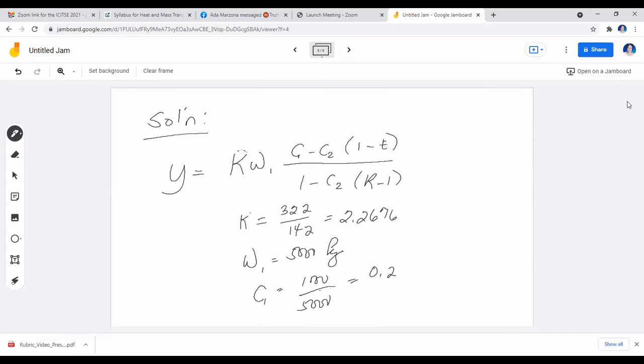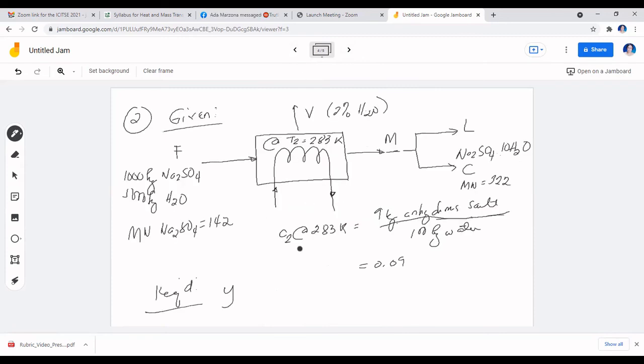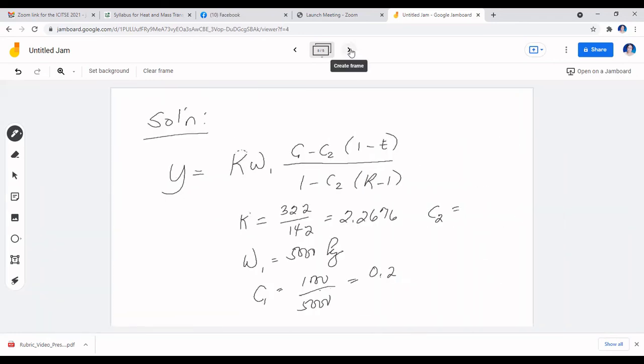Now, next, what do we see here? We have the C sub 2. Our C sub 2 is this one. The solubility, as I have mentioned to you already, it will not tell you that it's the final concentration, but the solubility of the salt based on the operating temperature of your crystallizer already tells you that that's its final concentration. So in this case, that's 9 kilograms anhydrous salt per 100 kilograms water, so that would be 0.09. So what is left is the E, the degree of evaporation.